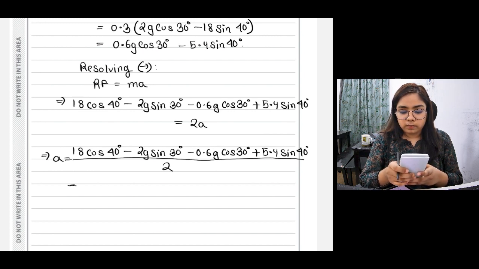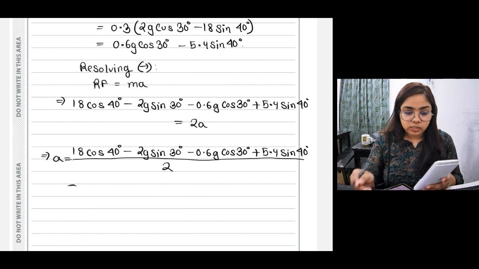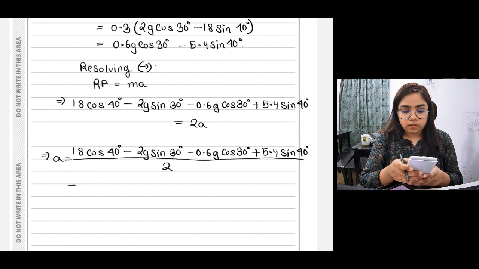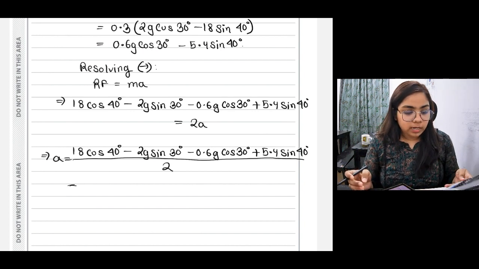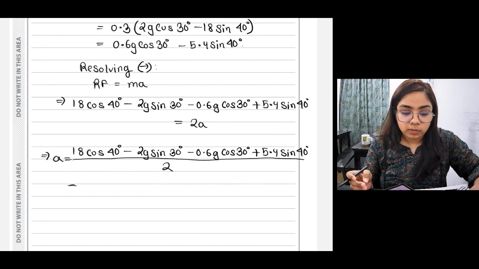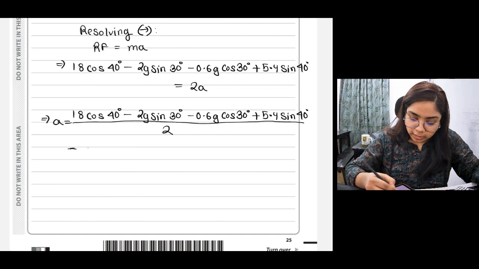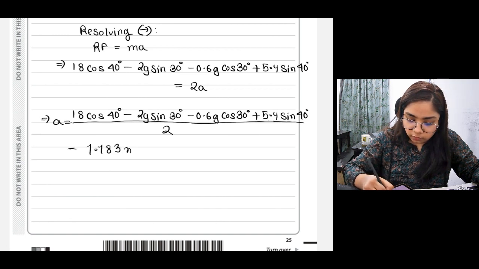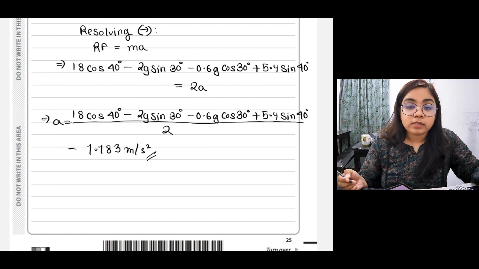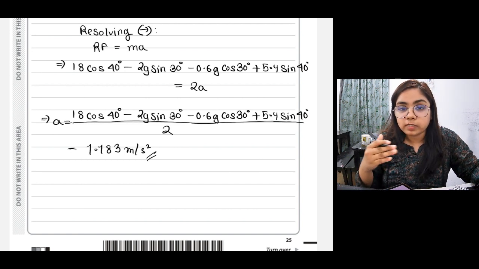Let me just check. 5.4 sin 40, then you have 0.6 times 9.8 cos 30, then minus 2g sin 30 and 18 cos 40, right? So you get 1.83 meters per second squared. Over here, the object will be accelerating at approximately 1.183 meters per second squared. So we can write acceleration over here is 1.183 meters per second squared. That is the value for acceleration with which the parcel was accelerating up the plane.